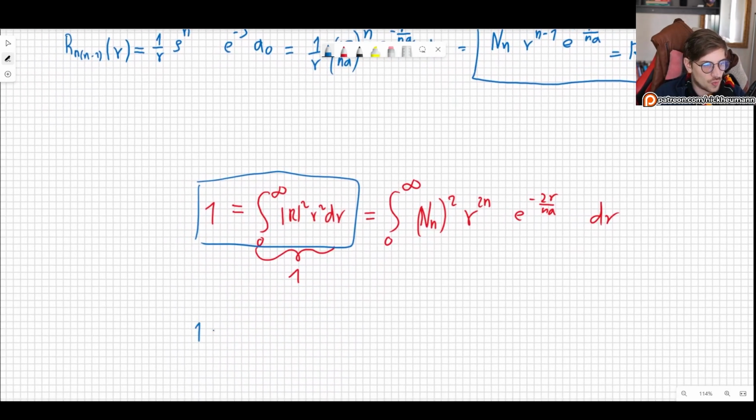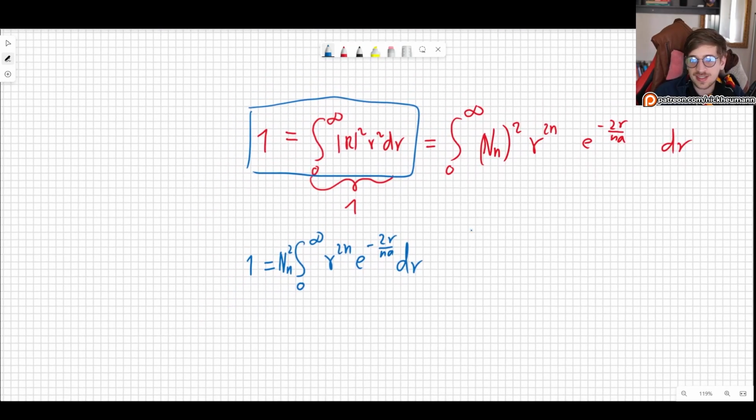So we have 1 equal to the integral. In front we have N_n squared, 0 to infinity of r to the 2n e to the minus 2r over na dr. Now, this integral is one that you're going to solve so many times. It is such a common integral. It is so common indeed that I made a video about how to solve it because it pops up all the time.